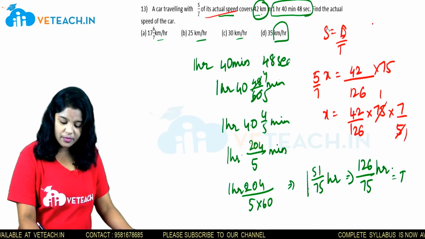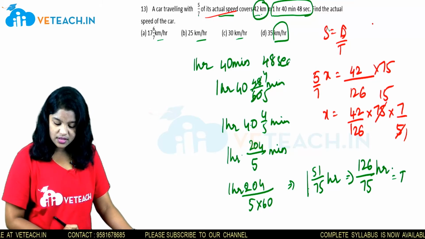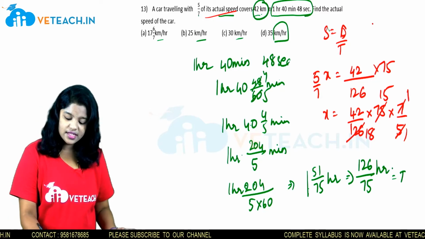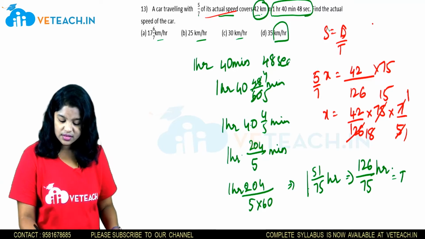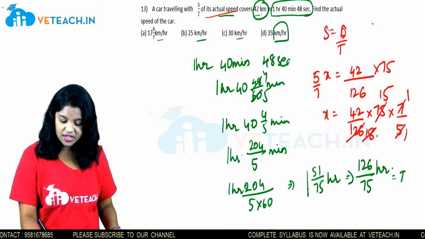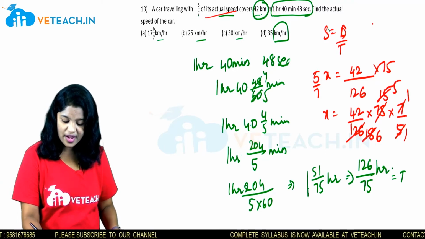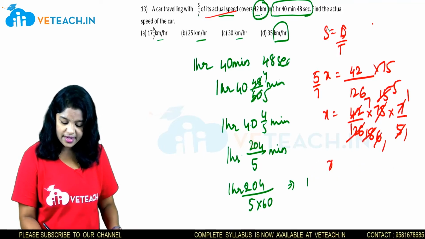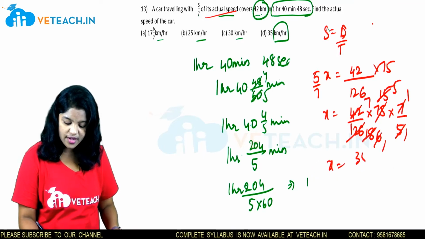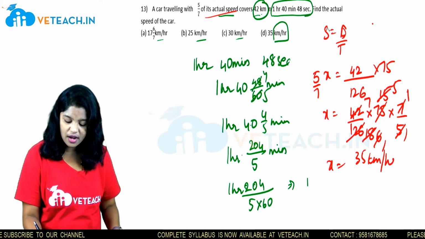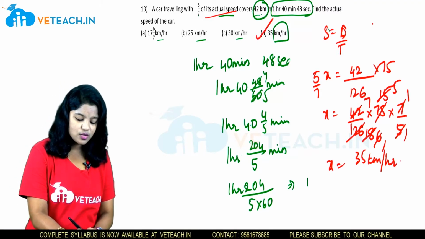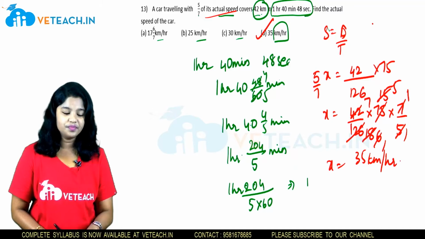So this is 1 time 15 times, and in the 7 table this is 1 time, this is 18 times, and in the 3 table this is 6 times, 5 times, 1 time, 7 times. So here we are getting x is equal to 7 into 5, 35 kilometers per hour. So the actual speed is 35 kilometers per hour. So option D is our correct answer.